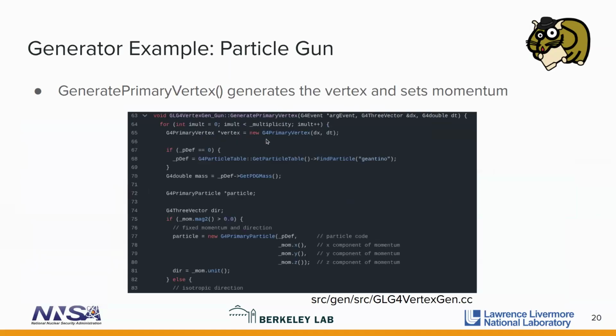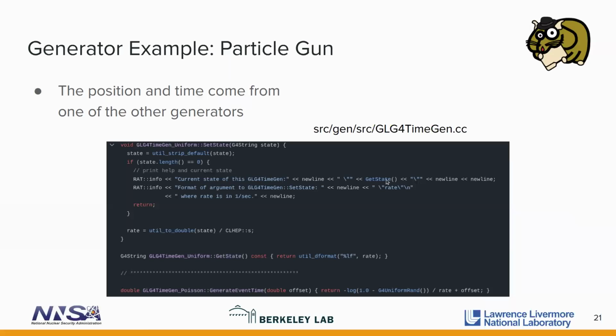So it will generate this vertex object and set the momentum based on what you input, the energy momentum you input. If it's isotropic, it'll give you a random direction. Otherwise, it will use the momentum input. And then the position and time will come from the other generators that you specified.